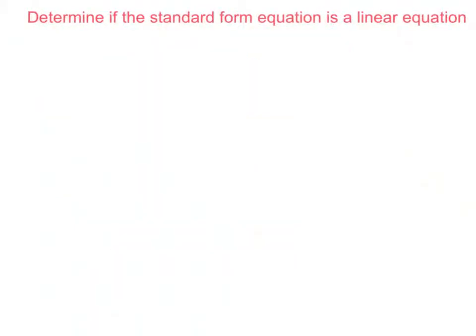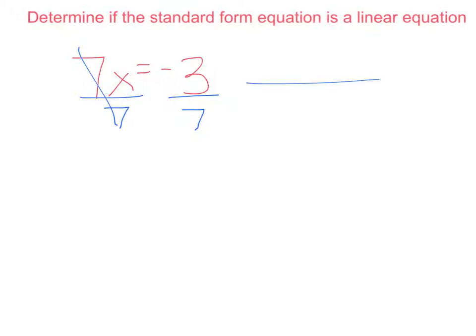So once you have your equation in standard form, you have to determine if it is truly a linear equation. So the previous example we had ended with 7x equals negative 3. To determine if this would be a linear equation or not, you would be able to solve for the x, and you would get x equals negative 3/7. So if you graphed that point, then you would be able to get a straight line, making it a linear equation.